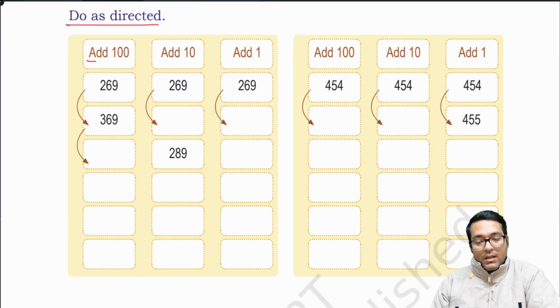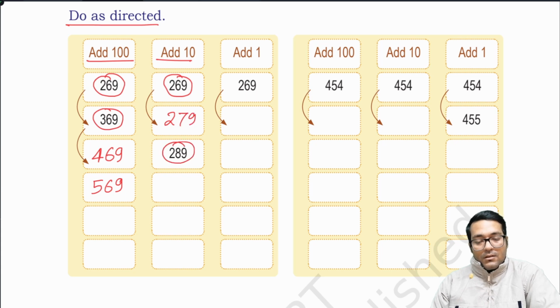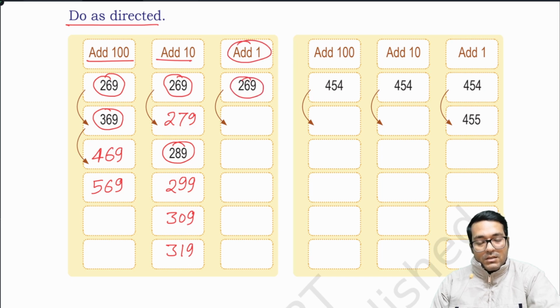Do as directed. Add 100: 269, 369, 469, 569, like that. Add 10: 269, 279, 289, 299, 309, 319. Add 1: 269, 270, 271, 272, 273, like that.